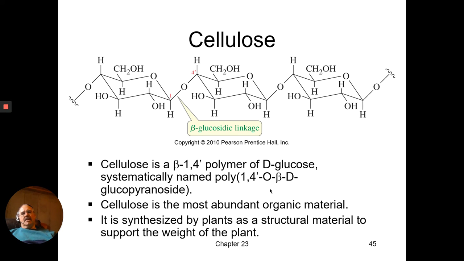Cellulose is not digestible by humans. It is digestible by certain ruminant animals, such as cows, sheep, camels, goats. But even then, the digestion takes place as a result of a symbiotic relationship with a microorganism, which produces the necessary enzyme to break down cellulose into glucose.